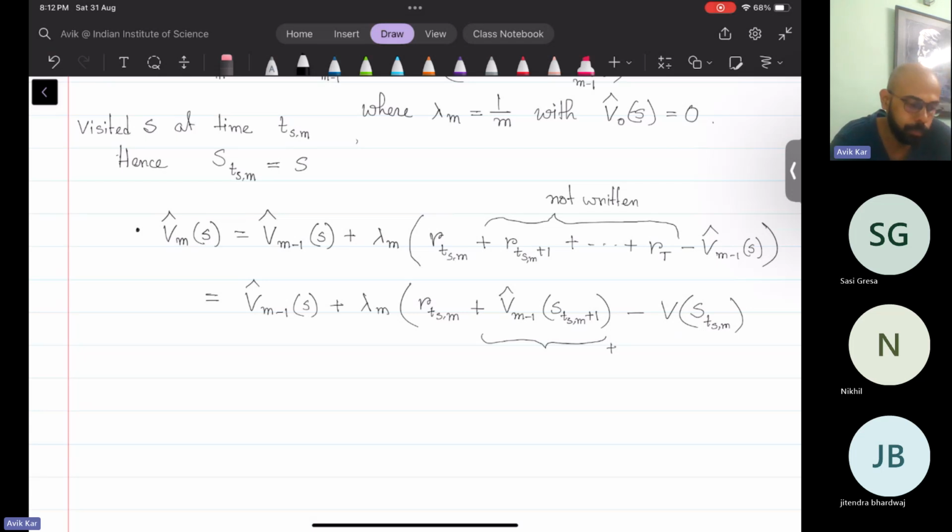So in the next step, we take one term from the not written terms, the first term, R at T(s, n) plus 1. Then we add something else and subtract the term we have written in the last step, V hat(m minus 1) of s at T(s, n) plus 1. What we will add is not difficult to guess: V hat(m minus 1) of s at T(s, n) plus 2. That is the next step.